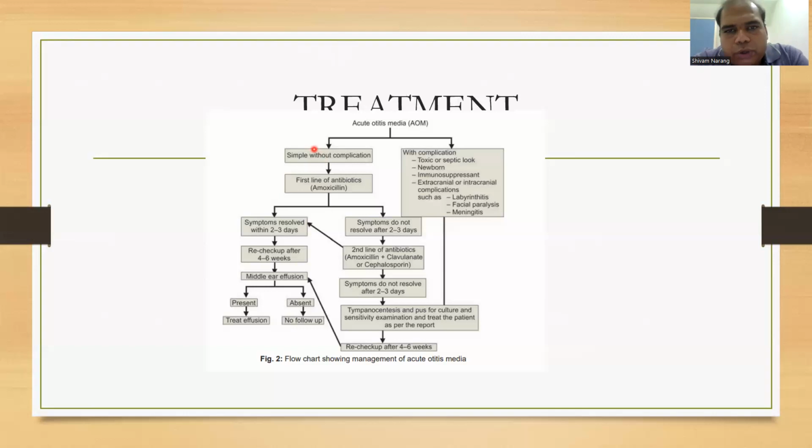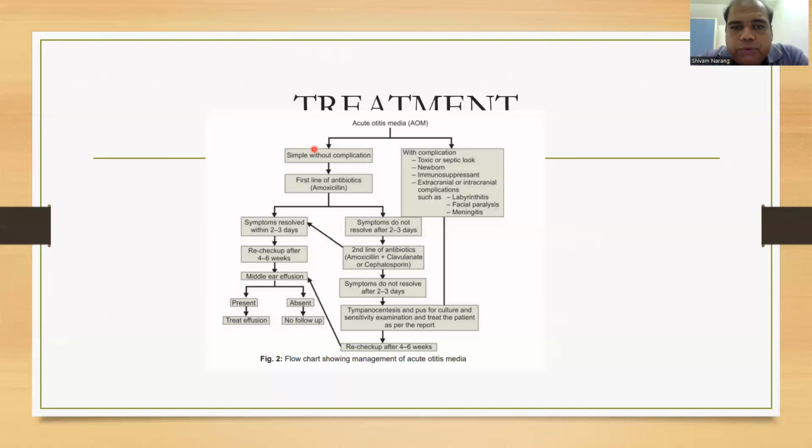Now, the condition when there are complications. So, we will look for toxic shock or septicemia, if it is a newborn, an immunocompromised patient, or there is an extracranial or intracranial complication like labyrinthitis, facial paralysis, and meningitis. We will go directly for the culture and sensitivity of the pus and will start the antibiotic according to the culture reports. Also, we will start the second line of treatment, that is amoxicillin with clavulanic acid or cephalosporin, as soon as the patient comes to the OPD.